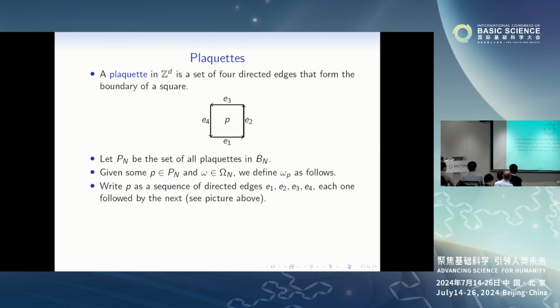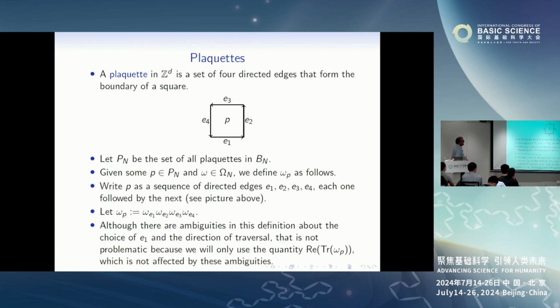Let P_n be the set of plaquettes, and for each plaquette you write it as a sequence of directed edges E1, E2, E3, E4, and you define omega_p as the product omega_E1, omega_E2, omega_E3, omega_E4, taking the orientations into account. There are ambiguities in this definition about the choice of starting edge and the direction of traversal. You can fix some convention, but this is not going to matter because we'll only be using the real part of the trace of this product, which is invariant under these choices. So it's not going to be important.